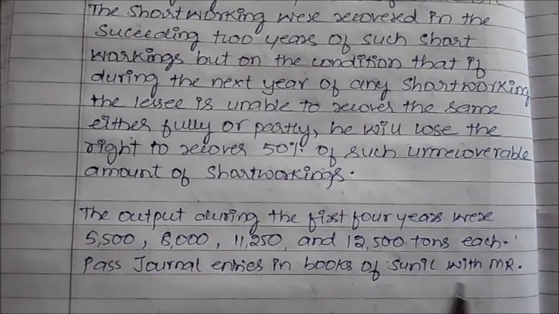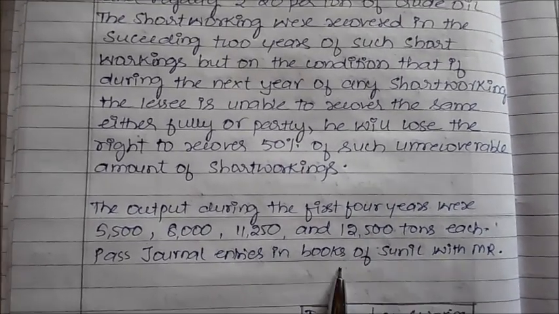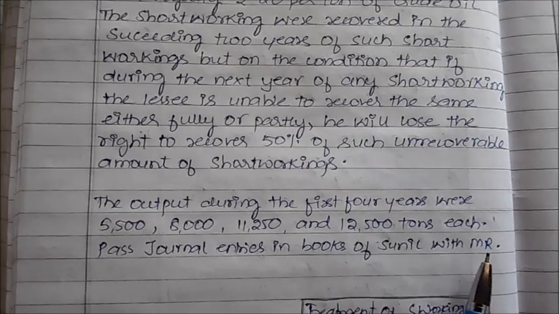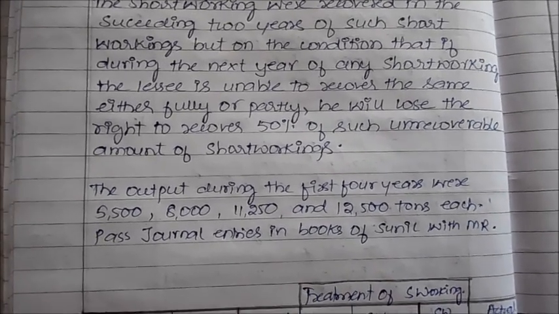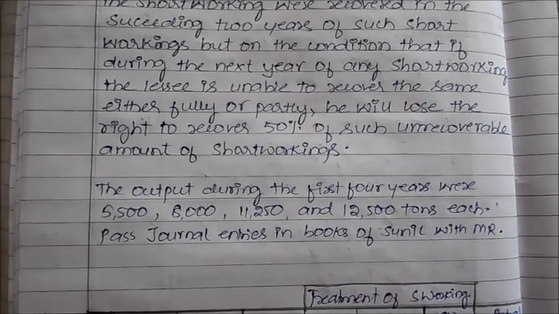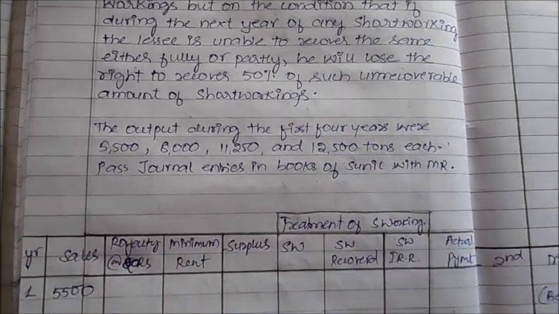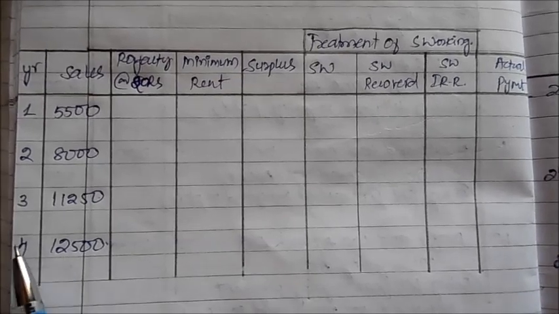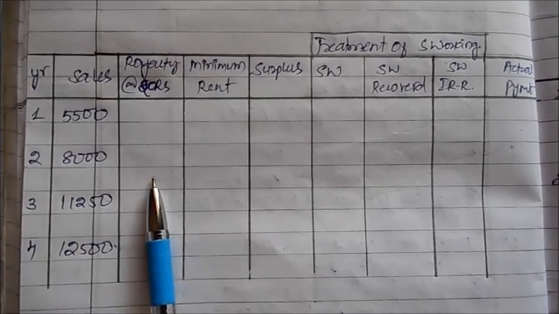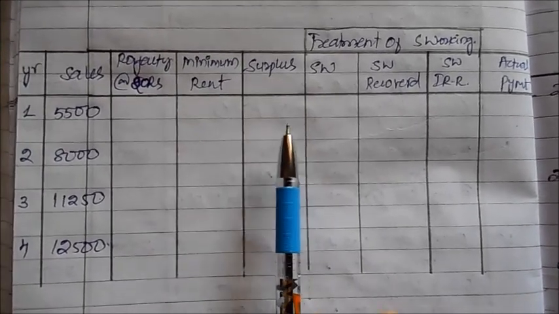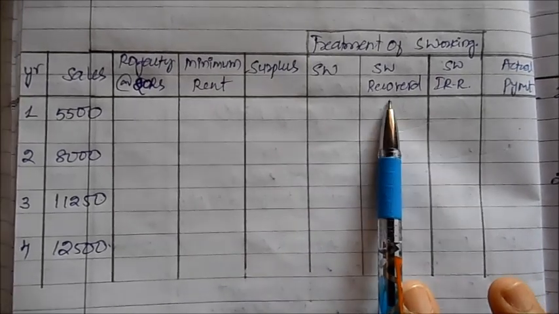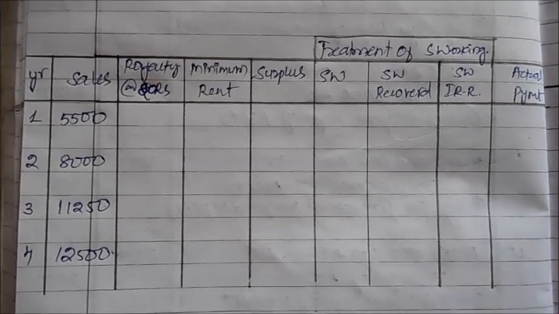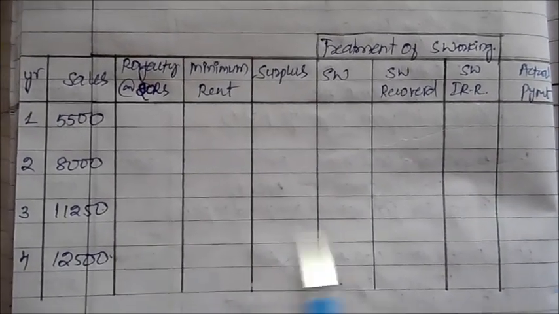Output is given, so output basically means how much amount of sales you have actually done, and then we have to find out what will be the journal entry in the books of Sunil with minimum rent. Extremely simple question, only a little bit of extra concentration is needed. Now first, when we are doing the analytical table, this is exactly how it should look. So your year, sales, royalty at 20 rupees, minimum rent, surplus, short working, short working recovered, and the actual amount of payment that is done. Okay, so let us start solving this.